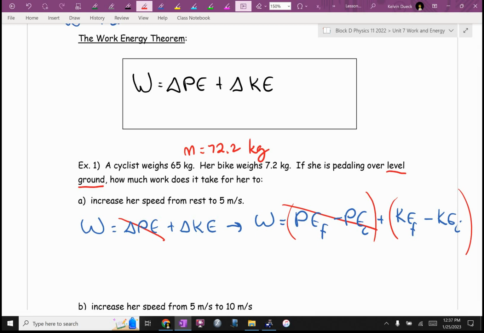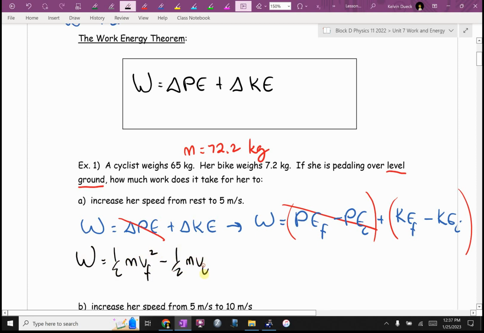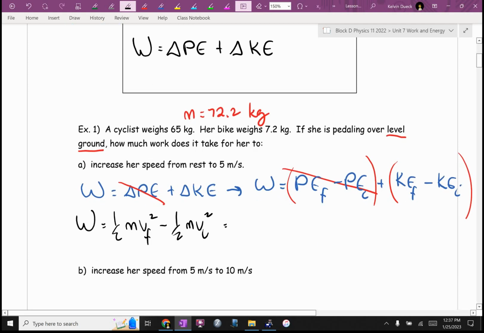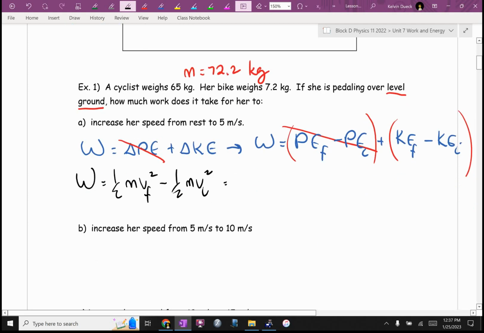Next question, Gibson. What's my equation for kinetic energy? It's on your sheet, but you might have memorized it. So this is going to become a half m v final squared minus a half m v initial squared. In this case, I can cross out one of them. Which one can I cross out in this specific case? Bonus.